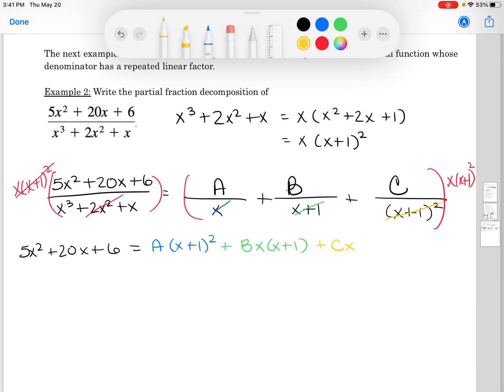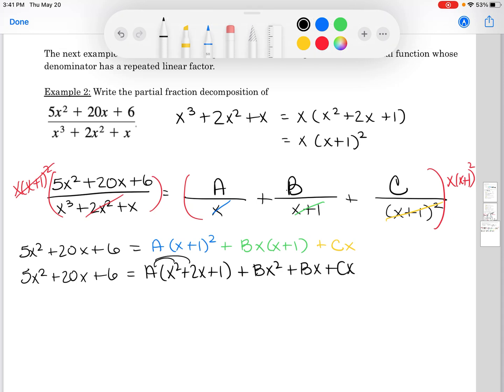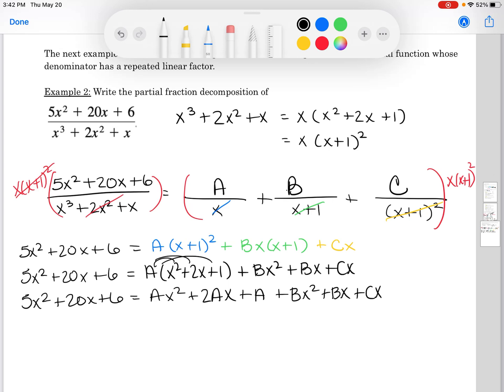All right, so on the right, I need to do a little bit of cleanup here. I do want to FOIL that out as well. So we have 5x squared plus 20x plus 6 is equal to, that's a times, that's x squared plus 2x plus 1. This is going to give me bx squared plus bx and then plus cx. I still need to distribute my a. So that's ax squared plus 2ax plus a plus bx squared plus bx plus cx.